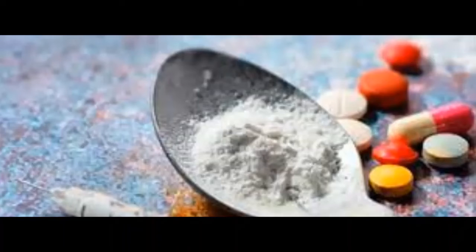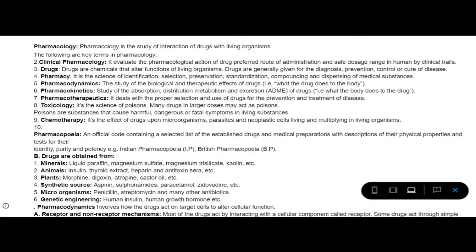Let's also look at toxicology. This is the science of poisons. Many drugs in large doses may act as poisons. That's why you have to be keen when you are giving drugs to a patient, because drugs act as poisons at the end of the day. They are harmful. They are dangerous, and they can cause death to living substances when not given in the right way.